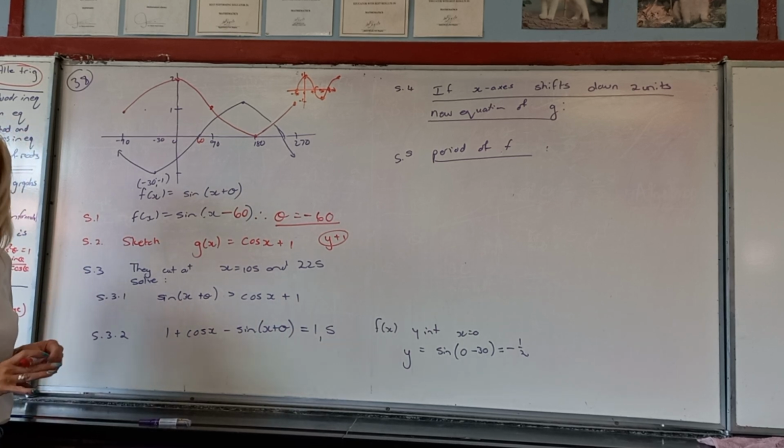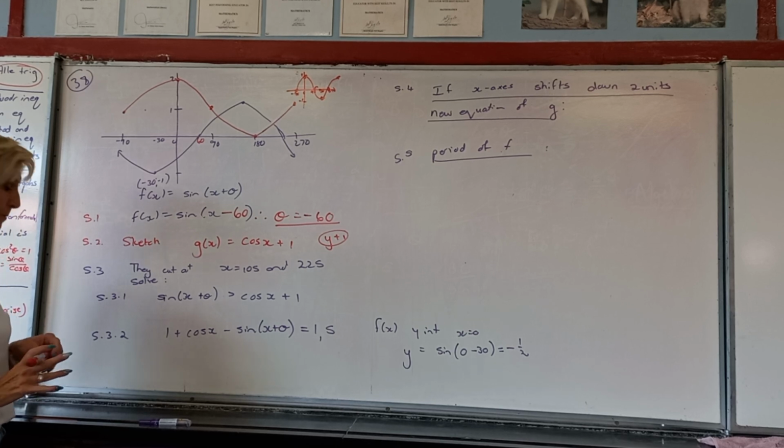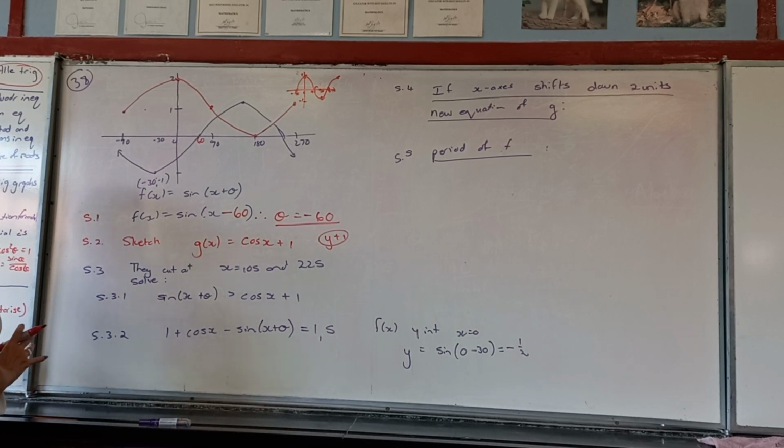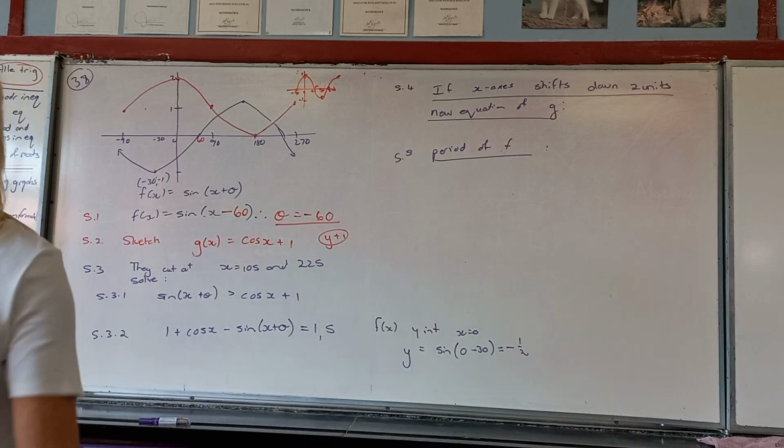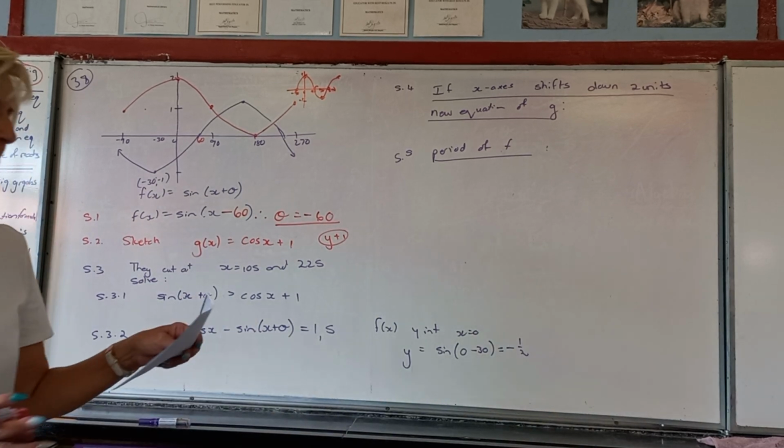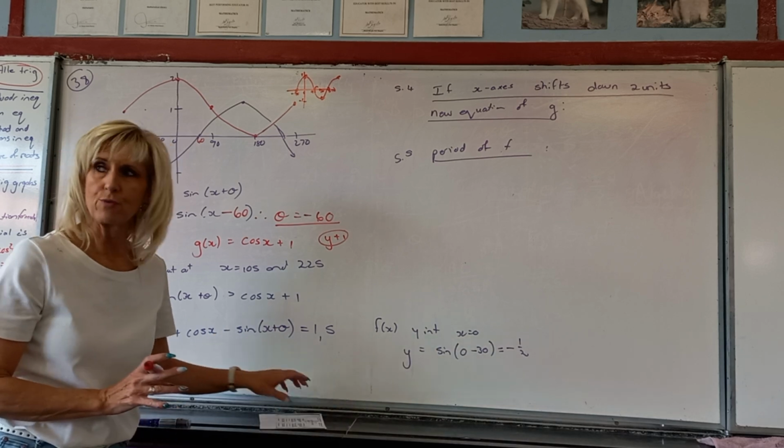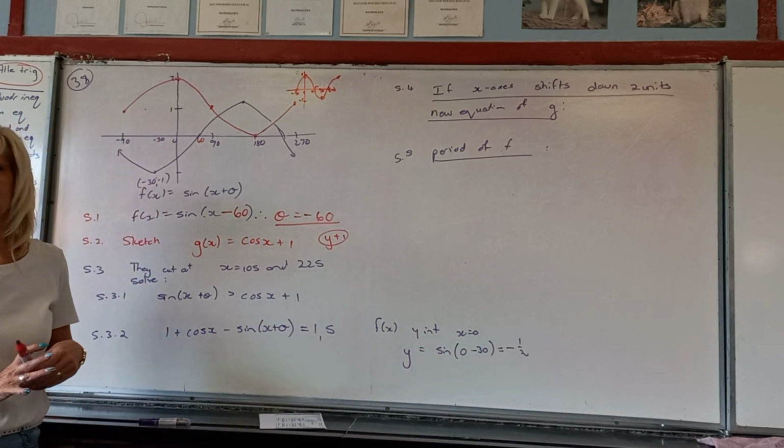Sketch done. How many marks did they say there on that piece of paper that you got with this exam question? How many marks is that? Sketching it was 3 marks. Usually it's about 3 marks per sketch.